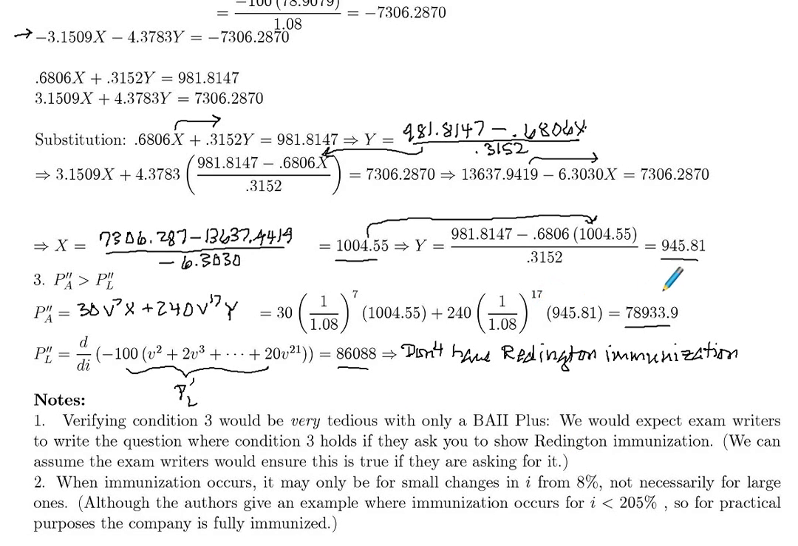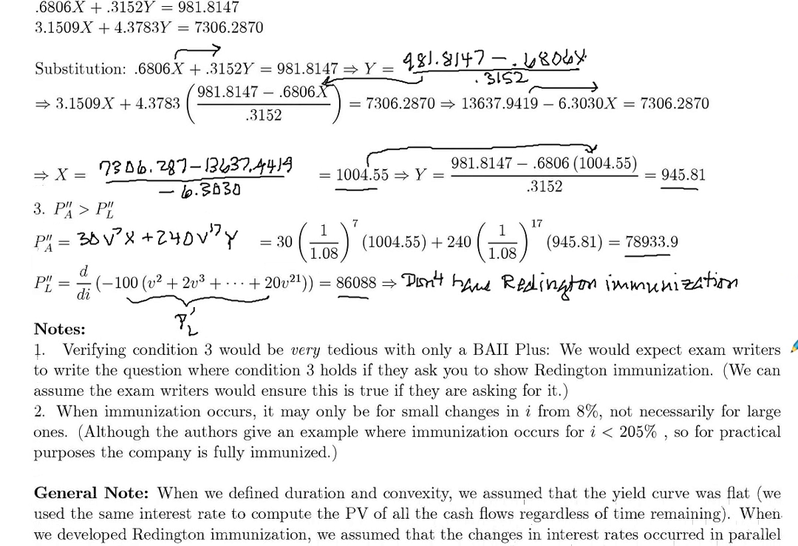So notice here we actually got a solution, but we didn't know that our solution was immunizing. We didn't know that it was a minimum unless we did this last step. So if you're going to be showing Redington, then we can assume that the exam writers are going to make sure that's true. And in that case, you really shouldn't need to check this last step.